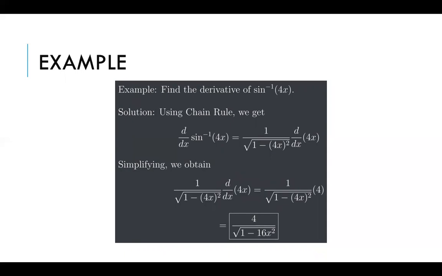4x. Since we utilize chain rule, we will differentiate the term inside the given function, which is arcsine. Simplifying, we obtain 1 over square root of quantity 1 minus quantity 4x squared times 4, since the first derivative of 4x is 4. Multiplying these two and simplifying the term inside the square root, we get 4 over square root of quantity 1 minus 16x squared.